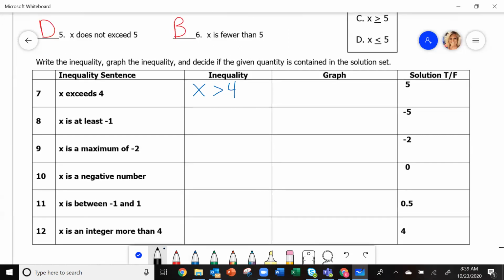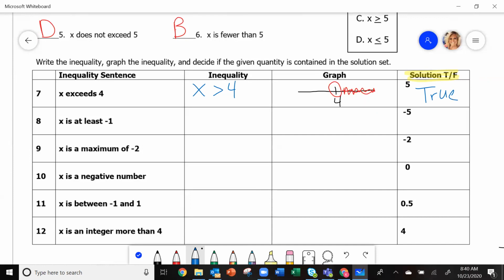When we go to graph it, I'm going to draw a number line. I'm going to put the 4 there. Since it is greater than, it is an open circle, and we shade to the right. This is what you should have. The next question is asking, is 5 a solution to this inequality? Is 5 in the shaded area? Yes, it is. So it is true.